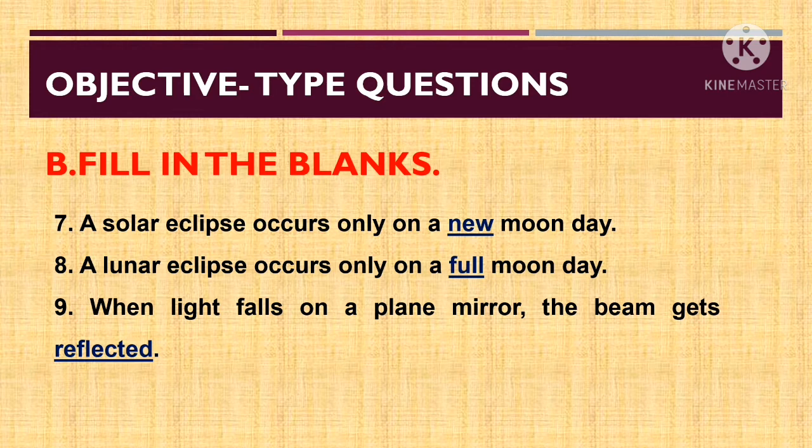Answer: full. Question 9. When light falls on a plane mirror, the beam gets dash. Answer: reflected. A plane mirror reflects light when light falls on it.